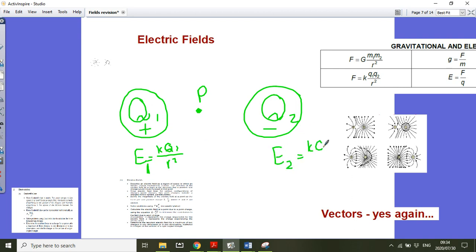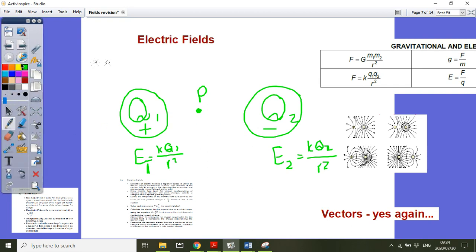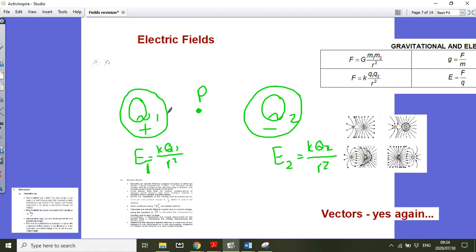Then you go and work out the field around Q2. Again, you're going to say K Q2 over R squared, and you work out this field. Do that because you're getting marks for the calculation. Do that before you do the vector problem. So now we can say, fine, I have a field here. This one is positive, so the field will always be away from a positive, the direction in which another positive will move.